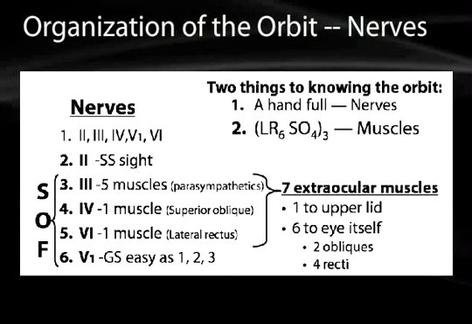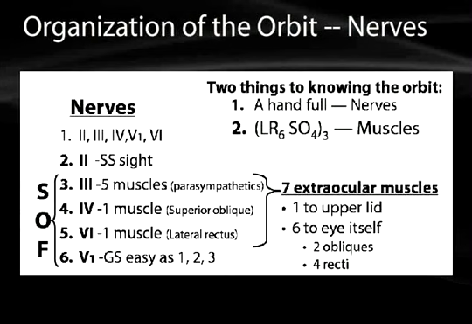Here, cranial nerve 3, 4, V1, and cranial nerve 6 are all passing through the superior orbital fissure, and if you add back V2, you have V2, 3, 4, V1, and 6, all of which are associated with the cavernous sinus.